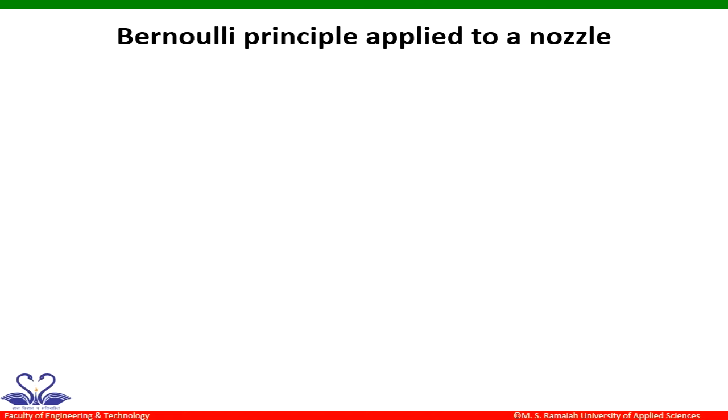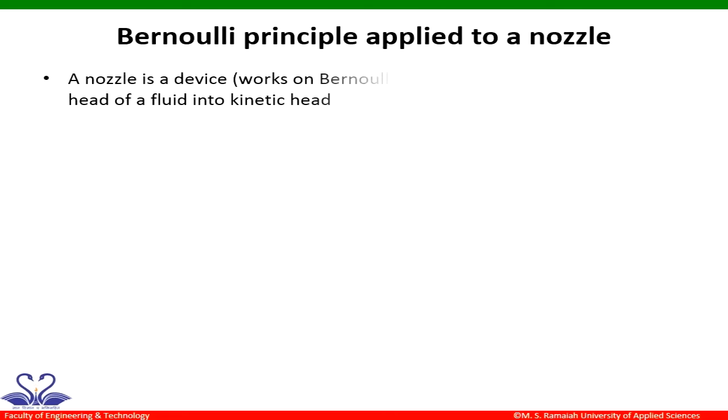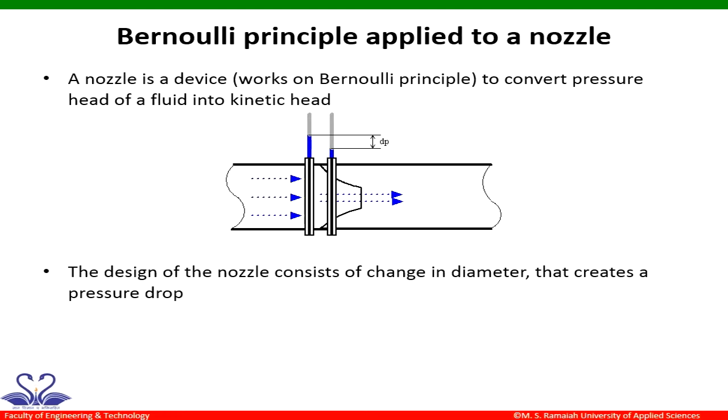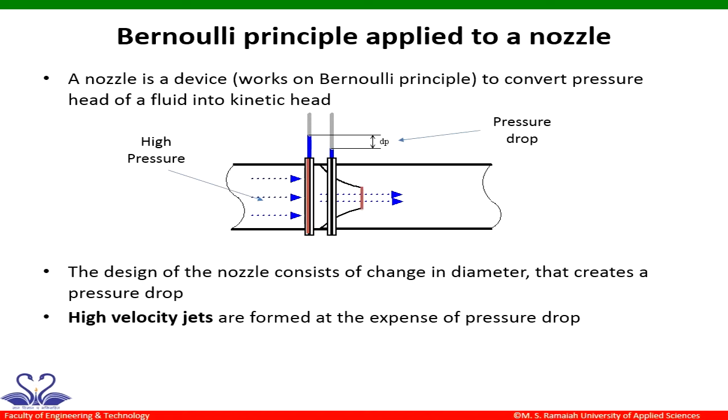Let us apply Bernoulli's principle to a nozzle. A nozzle is a device that works on Bernoulli's principle to convert pressure head of a fluid into kinetic head. The design of the nozzle consists of a change in diameter that creates a pressure drop. Hence, high velocity jets are formed at the expense of pressure drop.